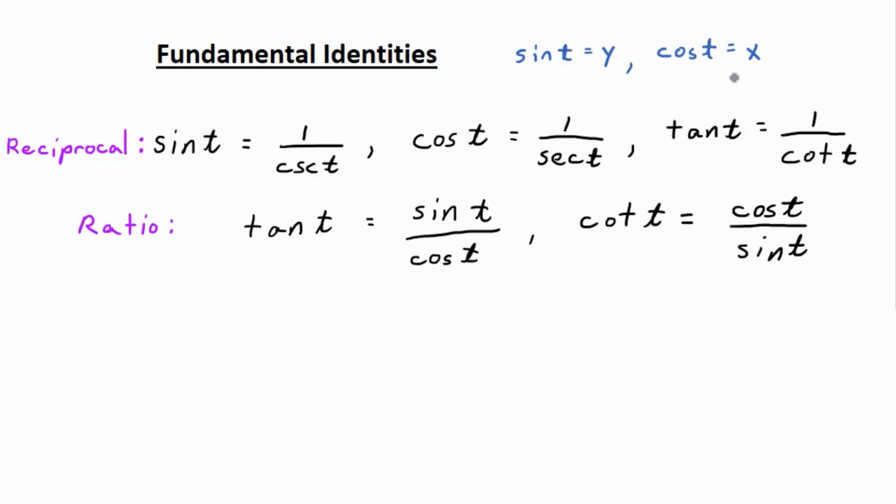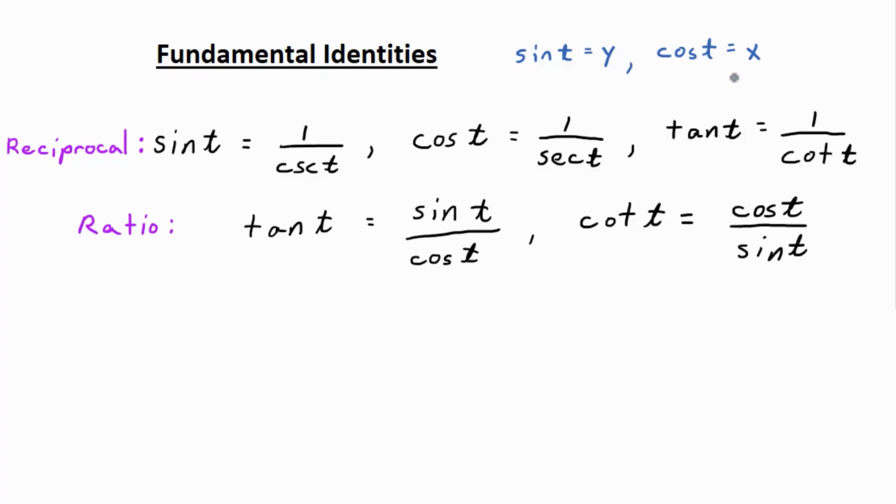And you could show that from the reciprocal identity, then, that the tangent of t is sine over cosine. So cotangent has to be cosine over sine, the reciprocal of the tangent. So these are all ones that you're hopefully already very familiar with.